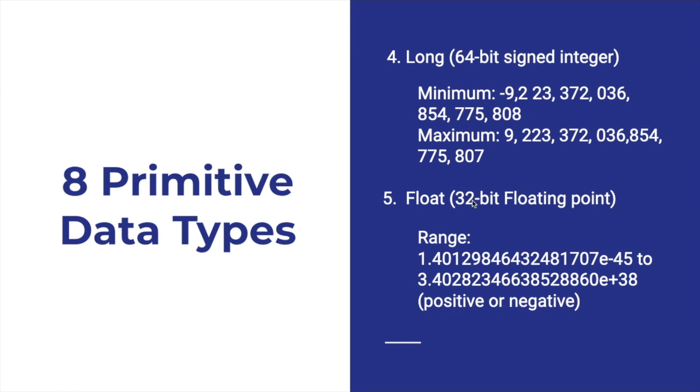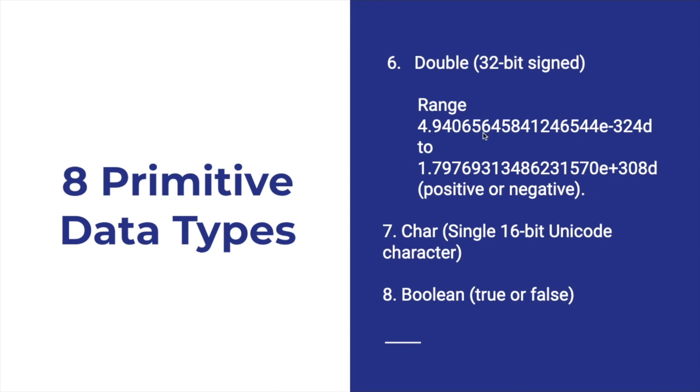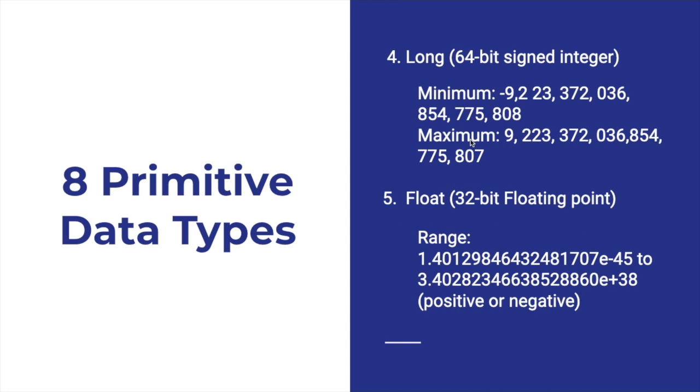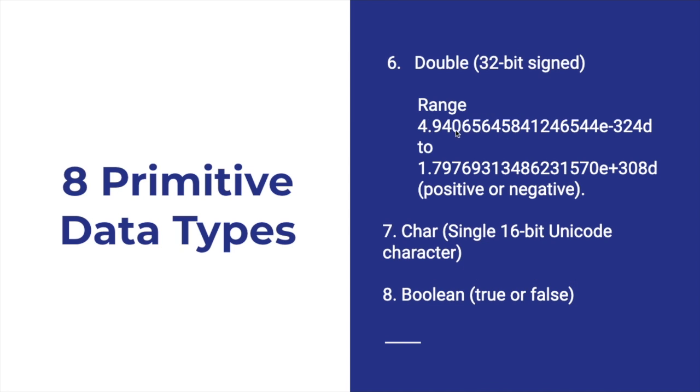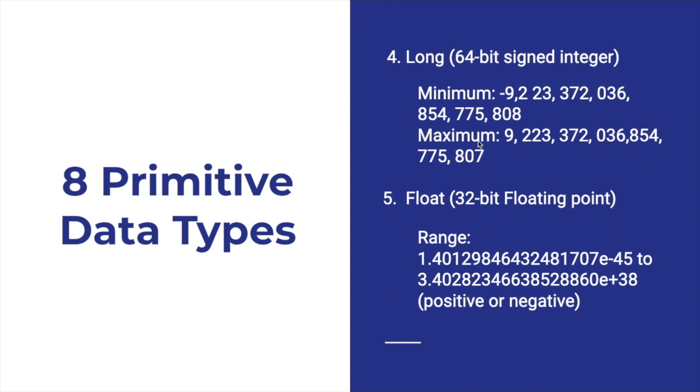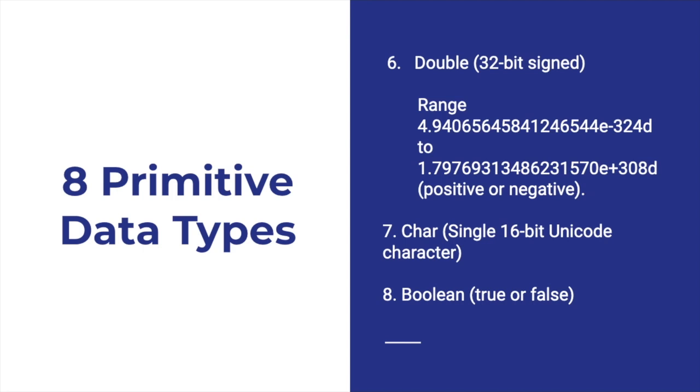Floating point has a good capacity as well if you want to use float, but double has a much wider range than float. Both float and double hold decimal points. So if you want to declare a variable and you know it's going to hold a decimal point, you indicate it as a float or a double. For the most part you'll be using double. Char holds a single character, just a single character, and boolean has to do with true or false.